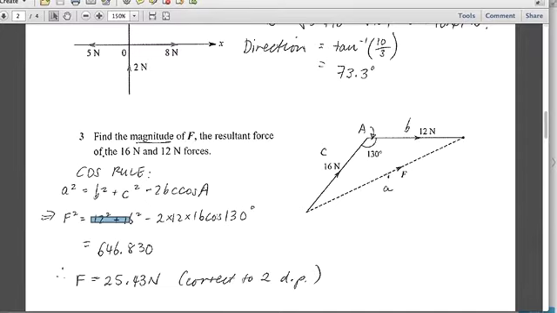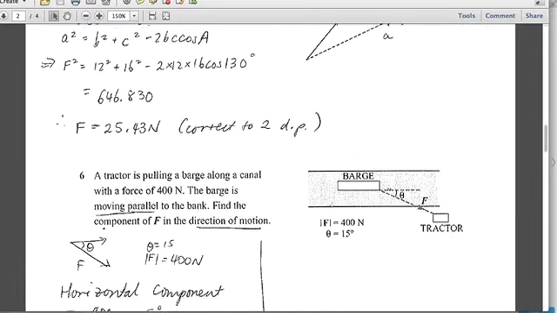And then putting everything in, you'll actually get your force, F squared, because A is what we have here in the diagram as F, the force. And once we have that, you've just got to take the square root. So you get your force as 25.43 newtons in this diagram. So that's using the cos rule.